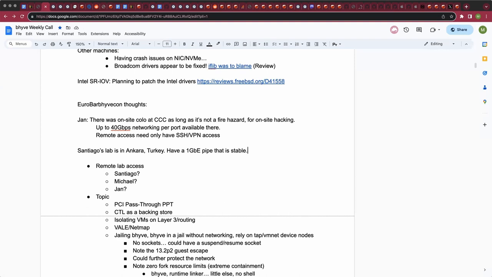So that said, we can probably have some nice lab resources on hand and we have a few weeks to configure them and make our wish list. So what would be on our wish list, everybody?